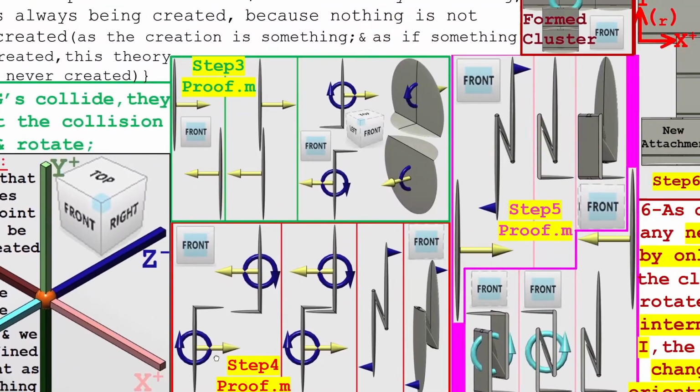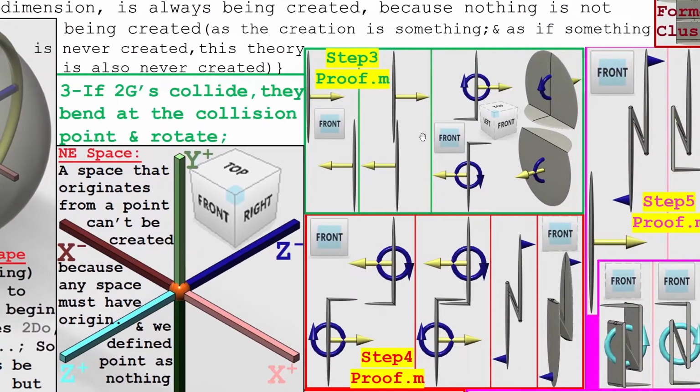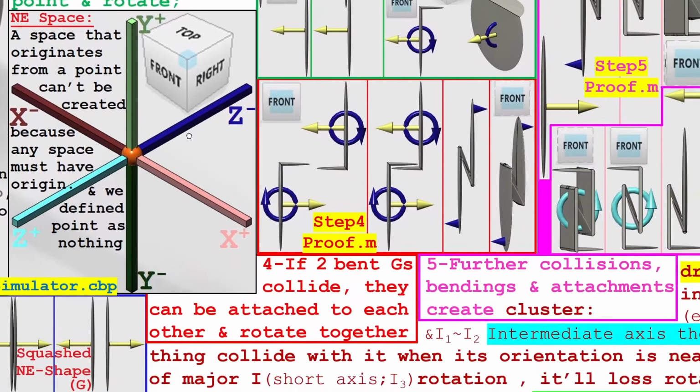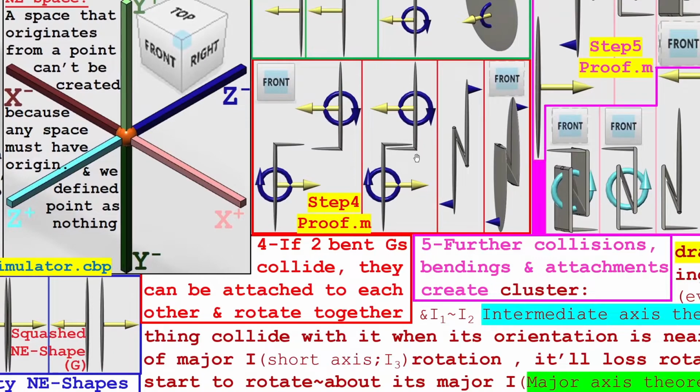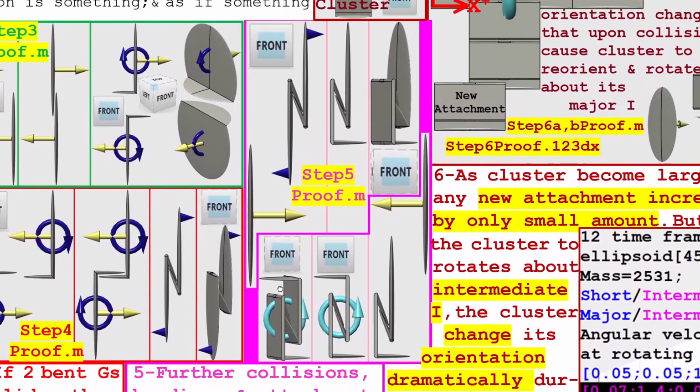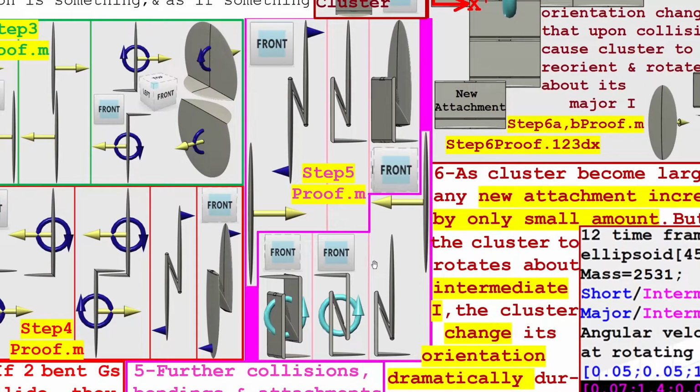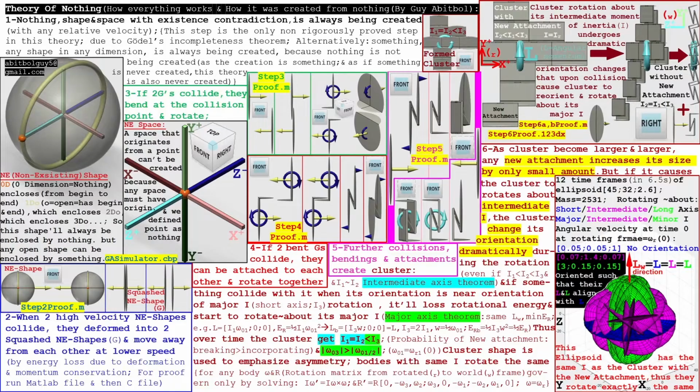Step 3. If two g's collide, they bend at the collision point and rotate. Step 4. If two bent g's collide, they can be attached to each other and rotate together. Step 5. Further collisions, bendings and attachments create clusters. Step 6. As the cluster becomes larger and larger, any new attachment increases its size by only a small amount.